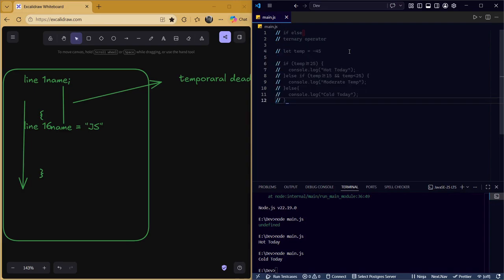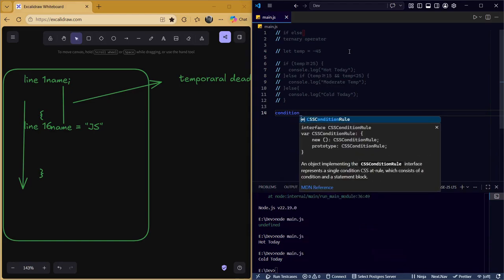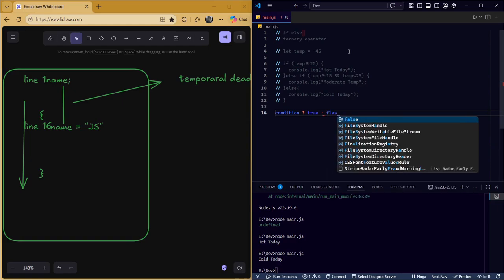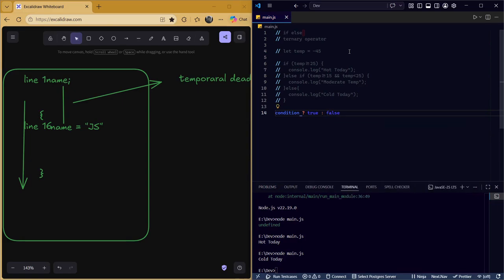So there is also a ternary operator. The syntax of the ternary operator is there is some condition, and then there is a question mark. After the question mark, we have to write what happens if this condition is true. Then we write a colon, and after it, what happens if that condition is false. So let's implement it.